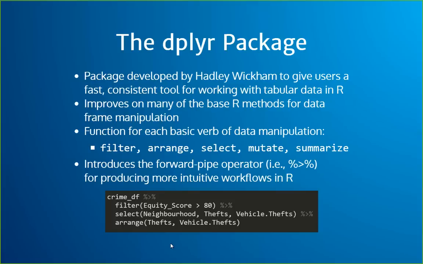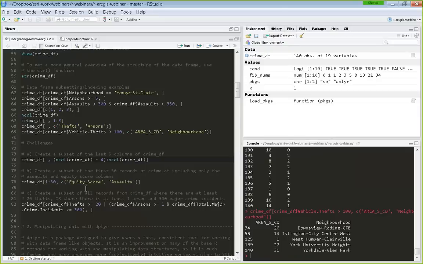And to me, this is probably one of the biggest features that dplyr brought to R: the forward pipe operator. And this helps you produce more intuitive workflows in R. And I will demonstrate this a little later on. I think this really revolutionized the way, at least, I write R code. So I recommend it to everyone. So let's go through a few dplyr examples.